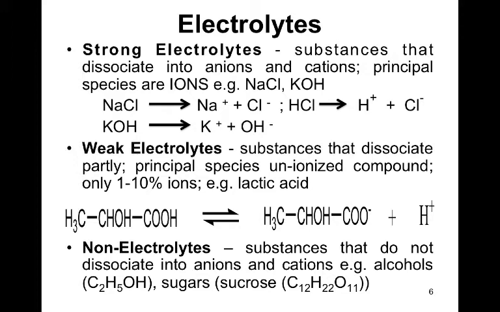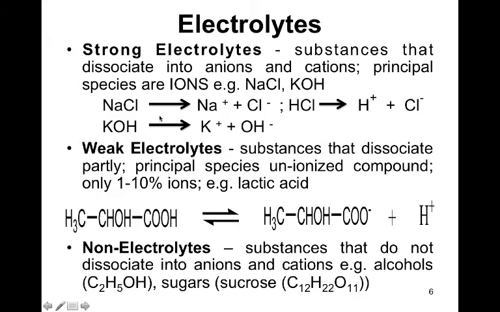Now, electrolytes are substances which, when dissolved in water, break up into cations, which are the positively charged ions, sodium, potassium, hydrogen, and anions, the negatively charged ions. We say they ionize. The difference between strong electrolytes and weak electrolytes is that strong electrolytes ionize completely, 100%, while weak electrolytes ionize only partially, usually on the order of 1 to 10%. That is, the principal species in solution for strong electrolytes are ions, whereas the principal species in solution for weak electrolytes is the unionized compound itself.